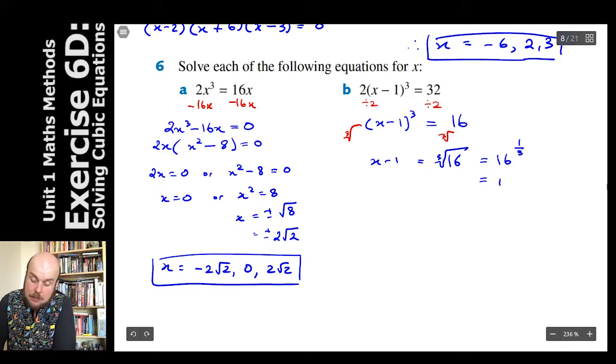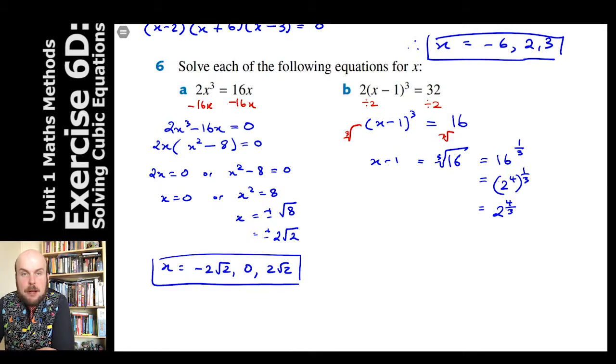What would be the best way to do this? I can either say it's 4 squared to the 1/3. No, let's do it as simple as humanly possible. So that's 2 to the power of 4, so 2 to the power of 4 to the power of 1/3. And if you remember your index laws, there we go, 2 to the power of 4 over 3.